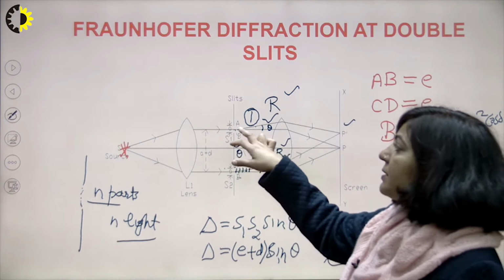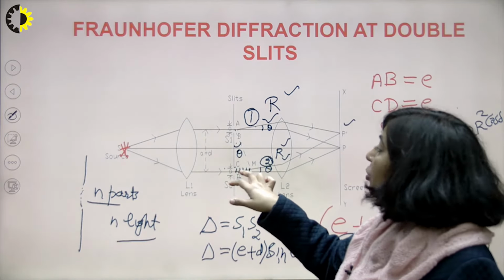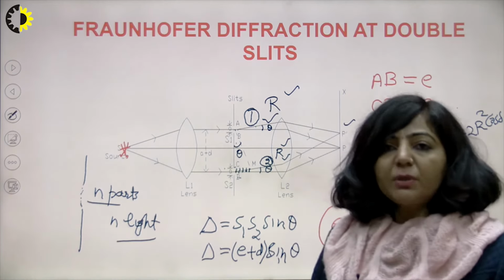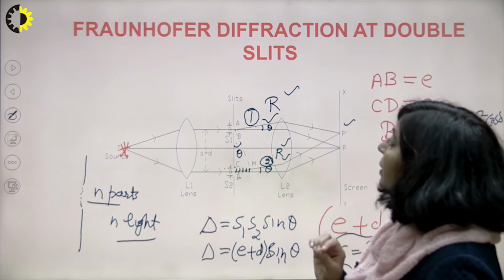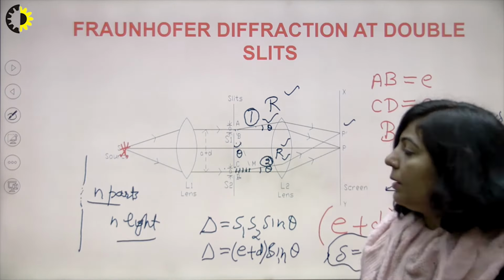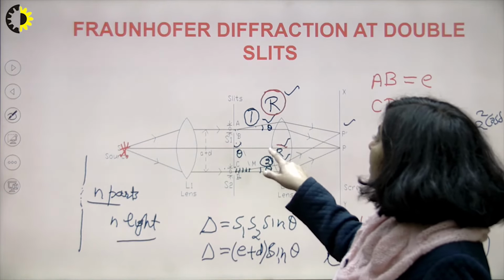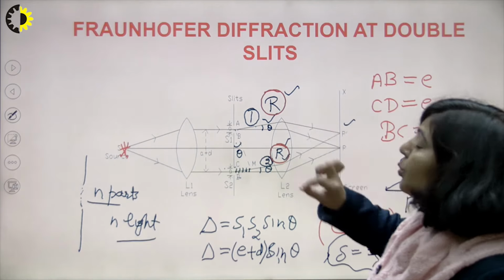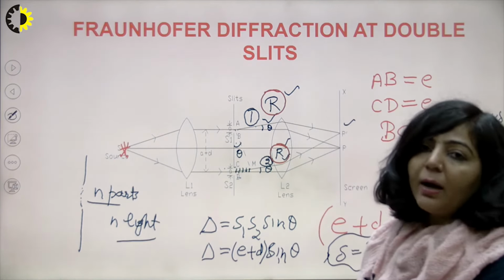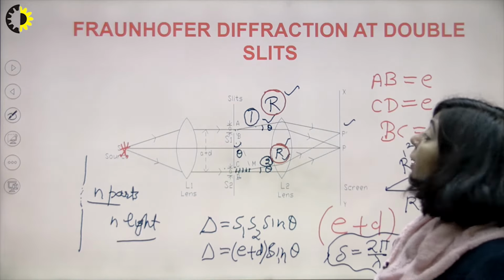So when light is incident over the slit AB, or you can say over slit CD, then because of diffraction you get diffracted light rays, and those diffracted light rays which are diffracted through the same angle, their resultant is represented by this single ray of amplitude R. Then these two rays of the same amplitude R are going to interfere, and you are going to get this pattern over point P dash.